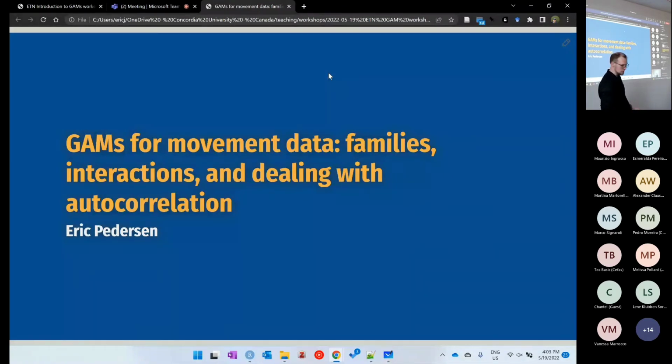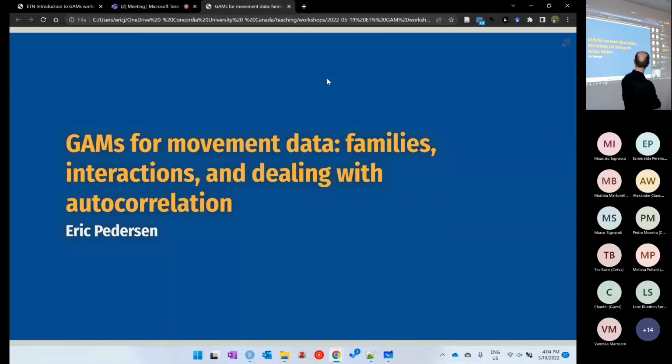So not seeing any questions in the chat. The second part of this, we're talking a bit more about what I think are useful ideas for dealing specifically with movement data. Especially focusing on families, because a lot of the time people aren't familiar with the different families that are available to MGCV and how they can be used to model the kind of situations you'll run into.